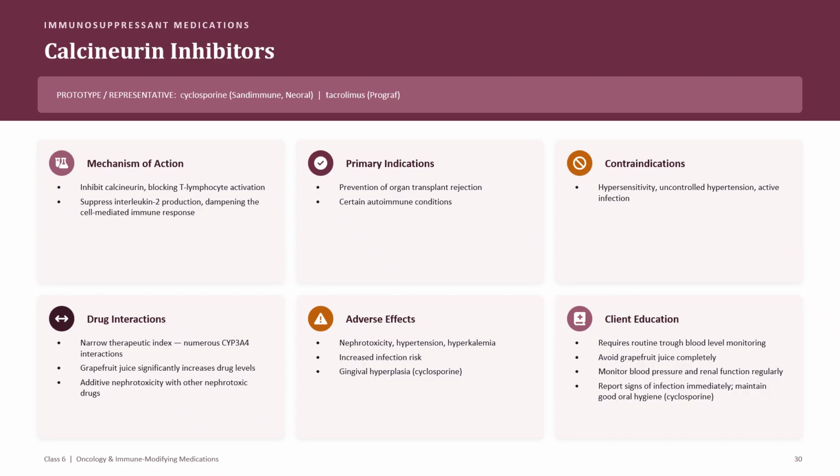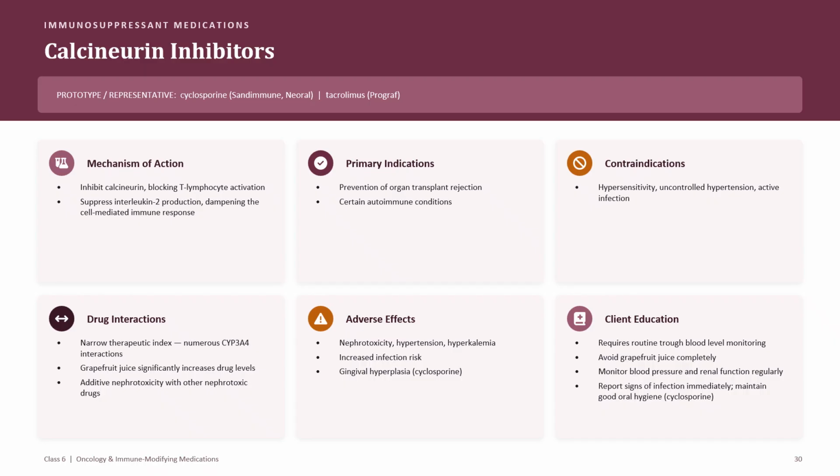So we will jump right into the calcineurin inhibitors. These are the cyclosporine and the tacrolimus medications. These are the backbone of most transplant anti-rejection regimens. They block an enzyme called calcineurin, which T lymphocytes need in order to activate and start producing interleukin 2, essentially cutting off the immune system's ability to organize an attack on the new organ.